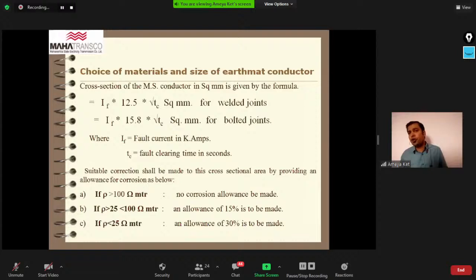If the resistivity rho is less than 100 ohm per meter, then no safety factor is added. There is no need of adding. But if it is going below that, we need to add 50% for this type of band and 30% for rho less than 25 ohm per meter. So this is a thumb rule for selection of the material. But all these things we are properly taking care of in the second session of design.